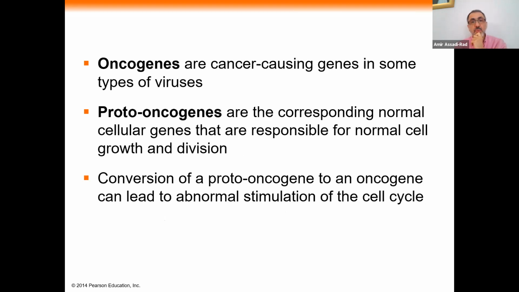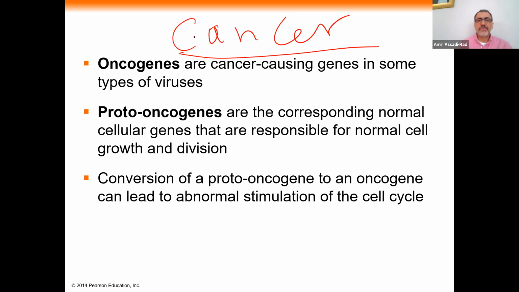The next one, your textbook is getting into cancer. So it should have been separated a little bit. Oncogenes are cancer-causing genes in some types of viruses. But proto-oncogenes are the corresponding normal cellular genes in us, responsible for normal growth and cell division. We do have proto-oncogenes. Conversion of a proto-oncogene to an oncogene is what causes cancer.